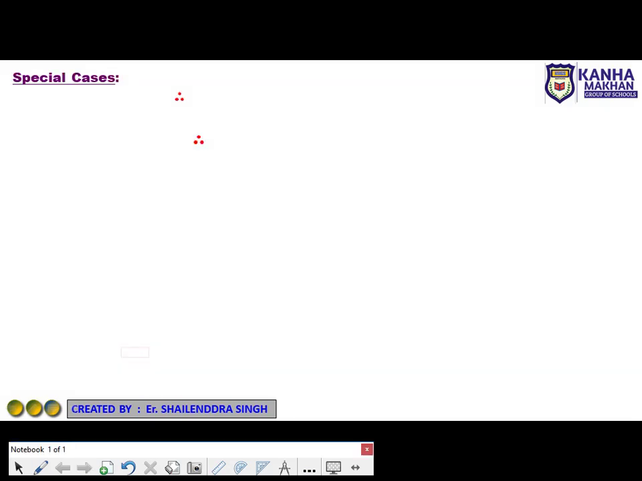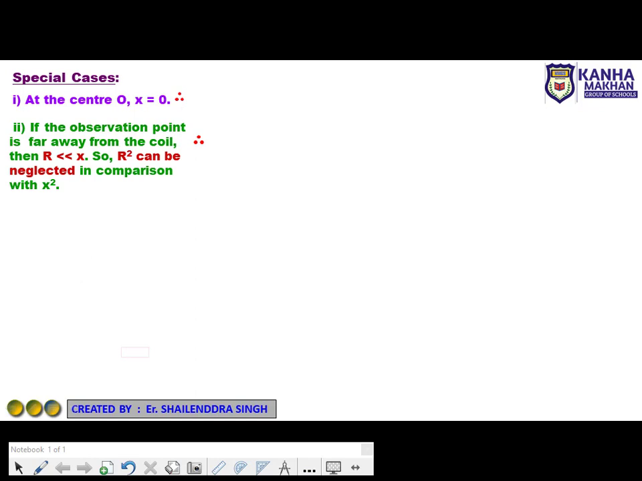Now, we will consider some special cases, and what are the cases here? First of all, we will discuss the center O where x is 0. Suppose we are choosing a particular point, and if the observation point is far away from the coil, then in that particular situation the radius of the loop is very much less than x. If point P is very far, then R square can be neglected. So we are considering here two different special cases: first, at the center, and second, at a very far distance from the loop.